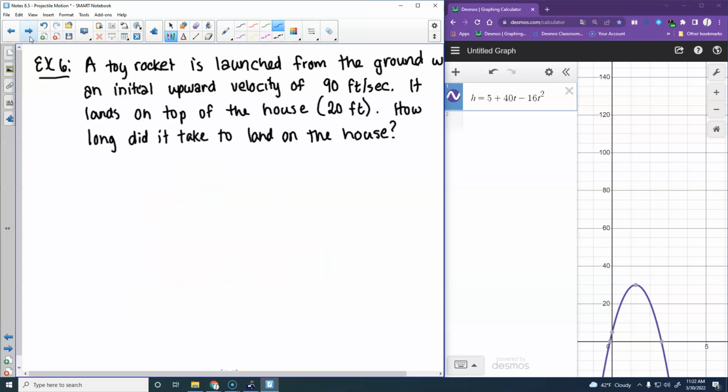All right. A toy rocket is launched from the ground with an initial upward velocity of 90 feet per second. It lands on top of the house, which is 20 feet. How long did it take to land on the house? So this one's a little bit different here too, because is this rocket hitting the ground? No, it hits the roof of the house, right? But it doesn't affect our equation. So h sub 0 plus v sub 0 t minus 16 t squared. So initial height. Vince, what is the initial height? Okay.